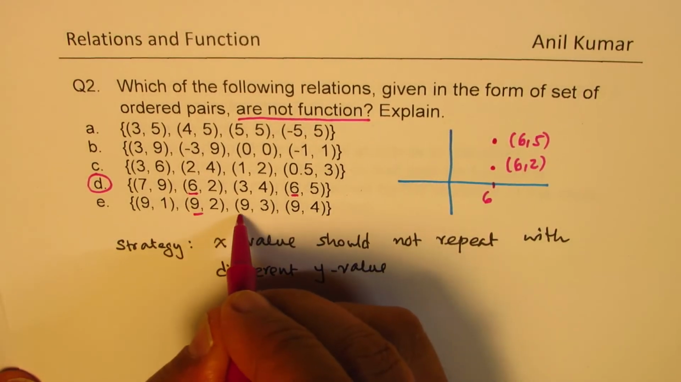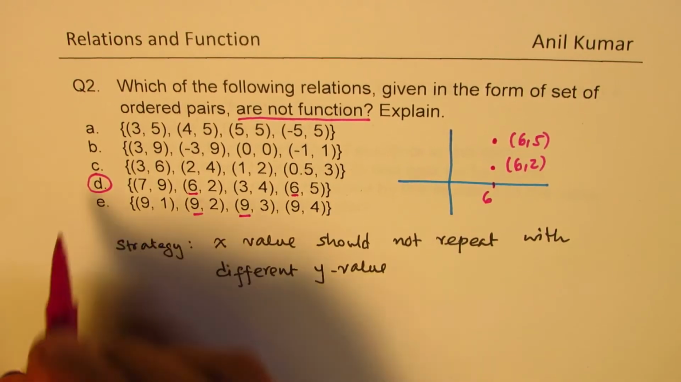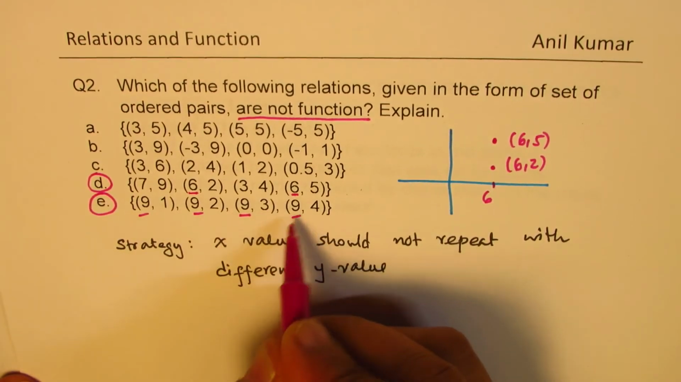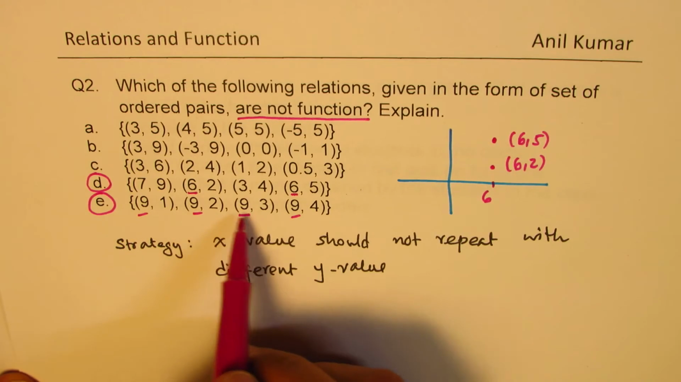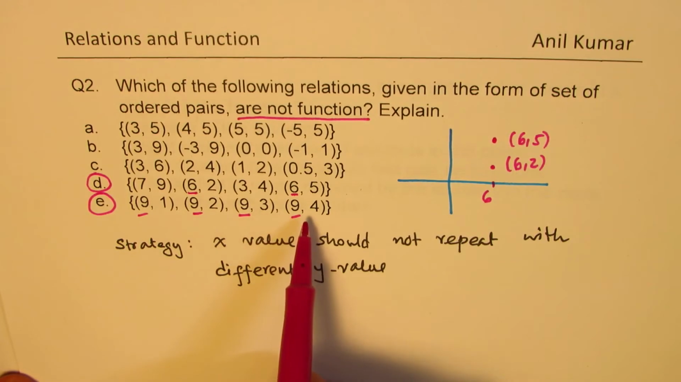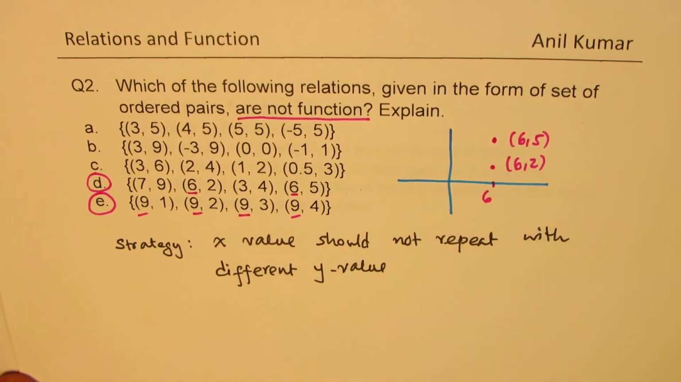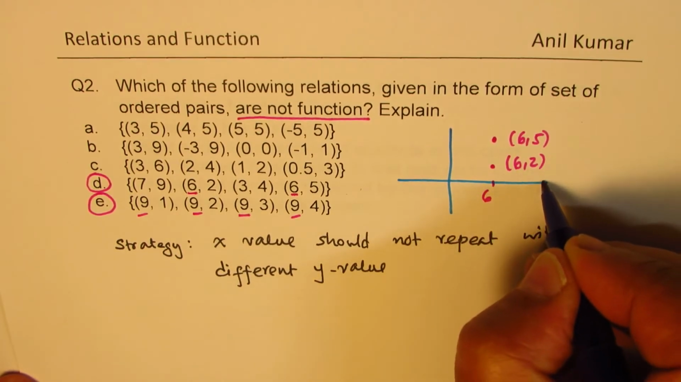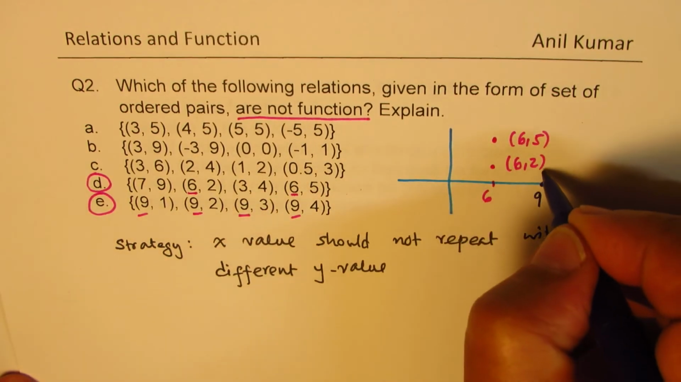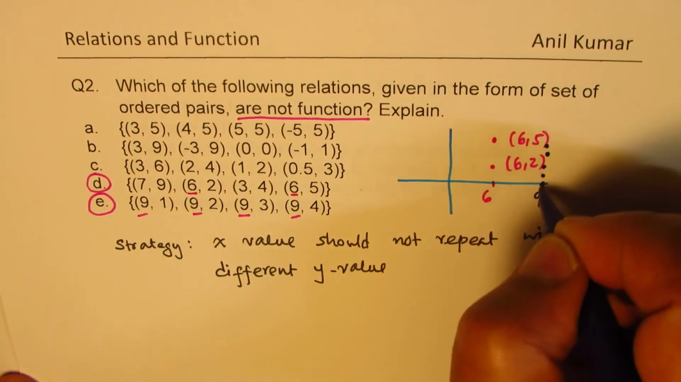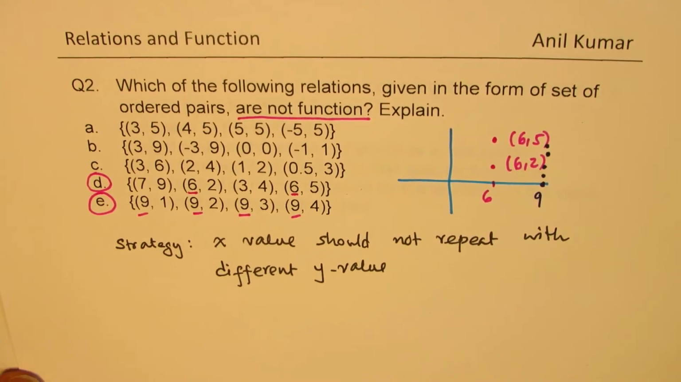Now, in this one, 9 is getting repeated with 2 and 3. So this is also not a function. In fact, all 9s are being repeated. The values are 1, 2, 3, and 4, right? So this is also not a function. All the 4 points are on a vertical line. Is that clear to you? So these 4 points could be represented as, let us say, here we have 9, 1, 9, 2, 9, 3, and 9, 4. Is that okay? So we have all the points vertically placed, so it is not a function. Is that clear to you?